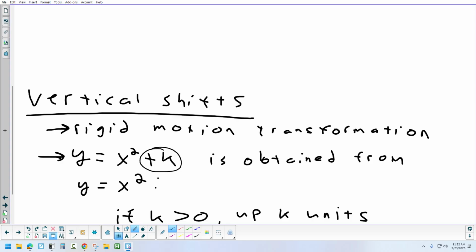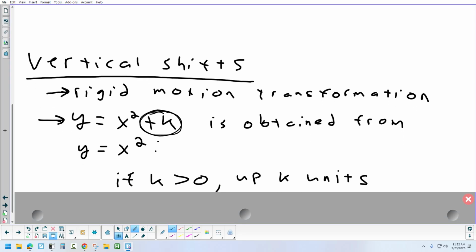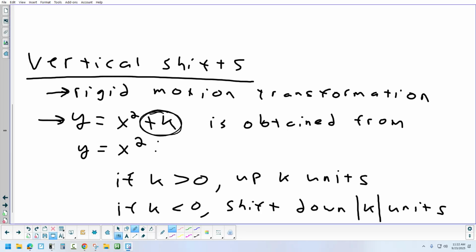If the number at the end that I circled right here is bigger than 0, you would shift up. If that number is less than 0, you would shift down. Now, how come I wrote shift down absolute value of k units? Why did I put absolute value?